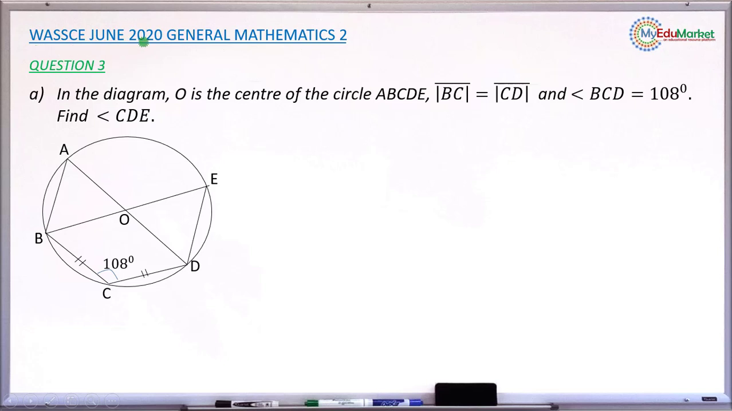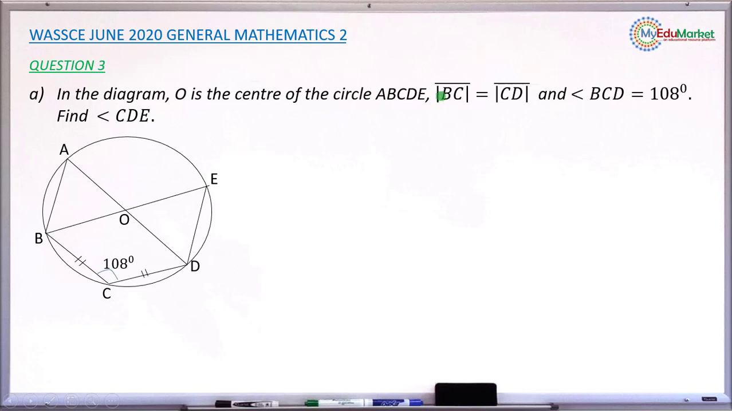This is WAEC June 2020 General Mathematics Paper 2, and we are answering question number 3A. The question says in the diagram, O is the center of the circle. So this point O is the center of this circle, and the circle is called ABCDE. These 5 points are just points on the circumference of the circle A, B, C, D, E. So that is the name of the circle.